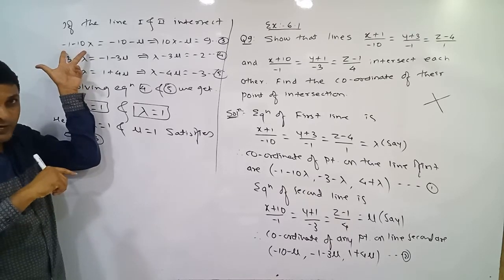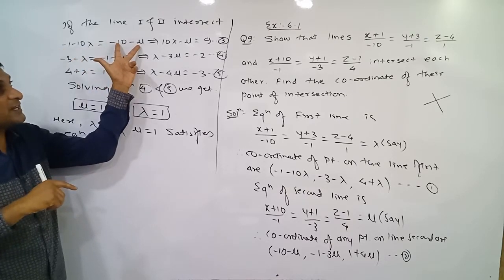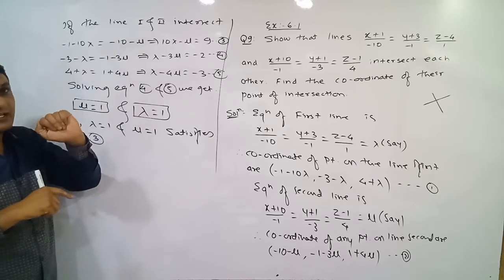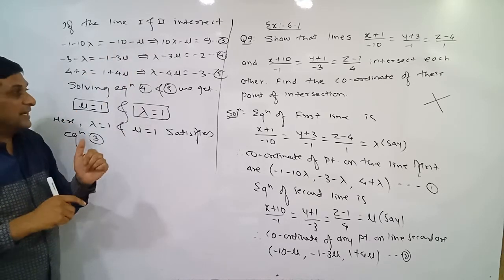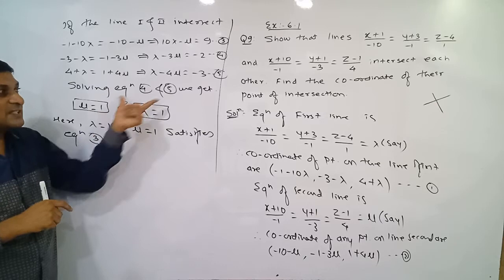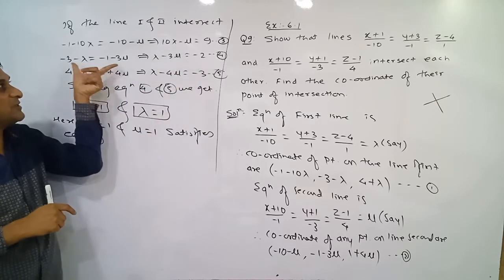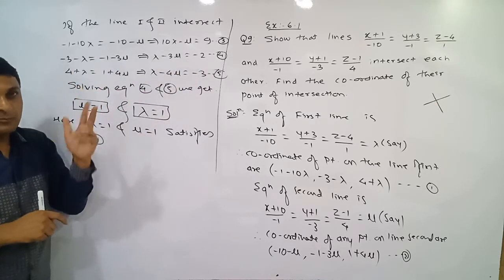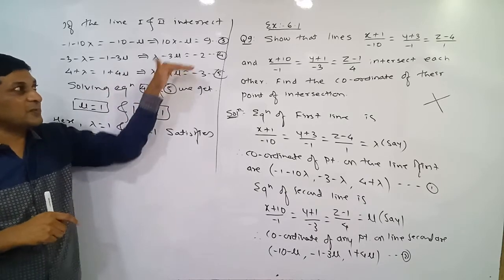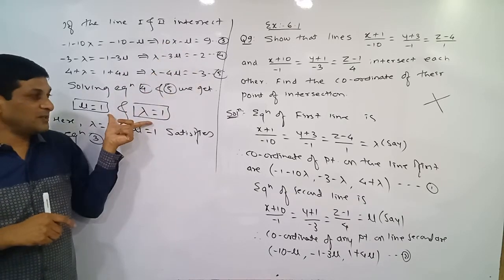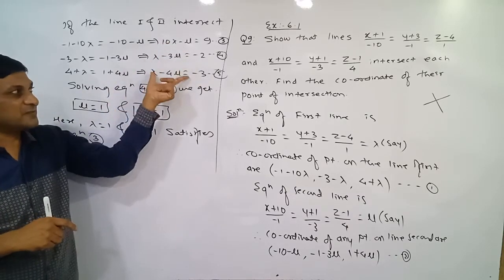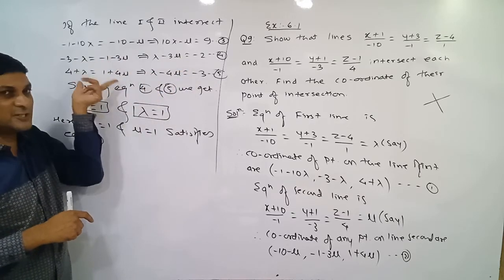X coordinate of a point on the line first, and this is X coordinate of a point on what? Line second. So if X coordinates are equal, definitely this value will satisfy which equations? 4 and 5. Because by solving equations 4 and 5, we have got these two values. Means definitely it will satisfy these two equations.